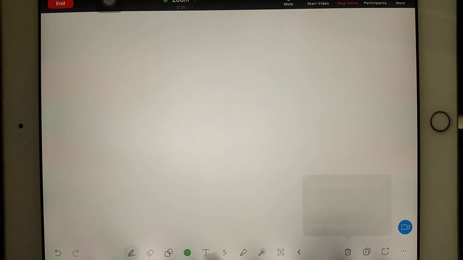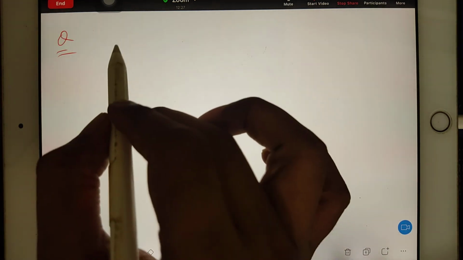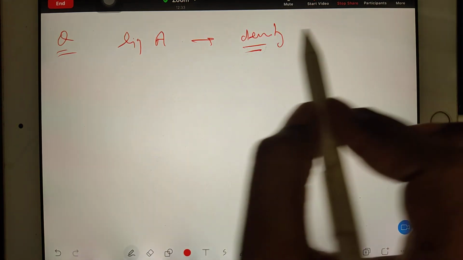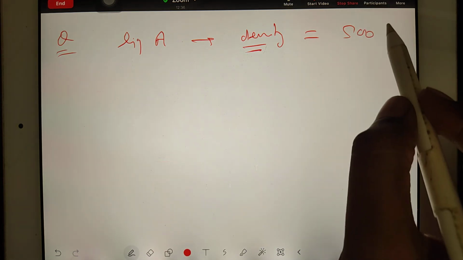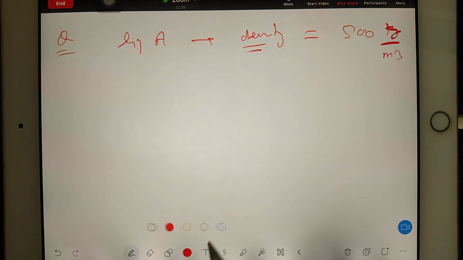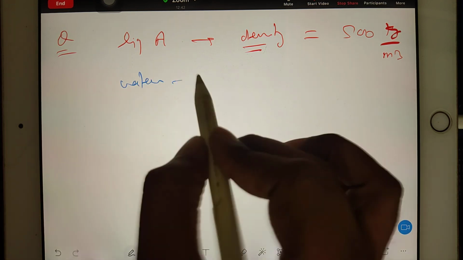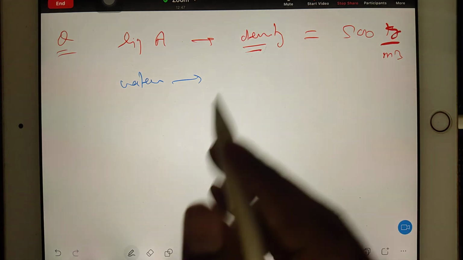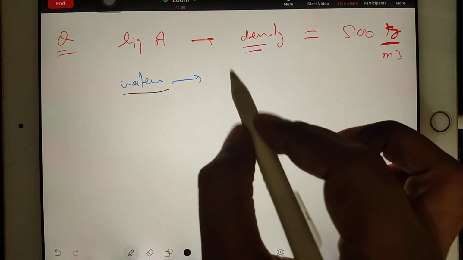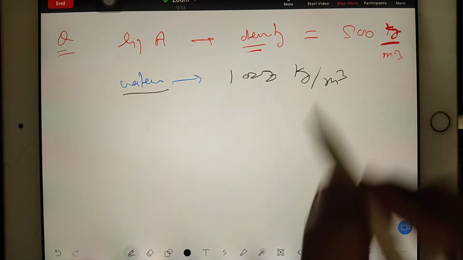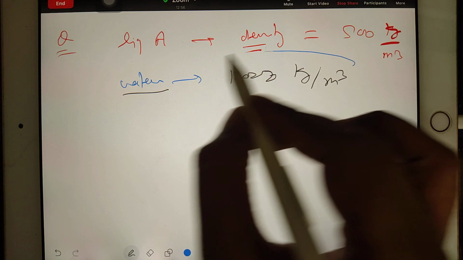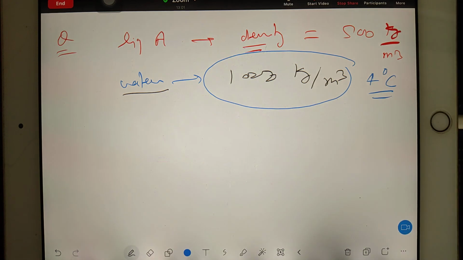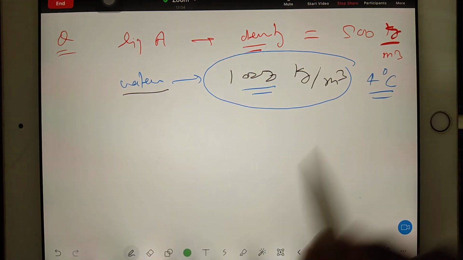For example, I have a question. I have any liquid A, which has its own density. Suppose its density is 500. Now what is the density unit? Kg per meter cube. Now I am talking about water. They may give water density in the GATE exam, but it is very general data, so they may not give it. Water density is 1000 kg per meter cube. But as I said, density can change because of temperature, so we have to mention the temperature condition, that was 4 degrees Celsius. Water density of 1000 is only at 4 degrees Celsius.